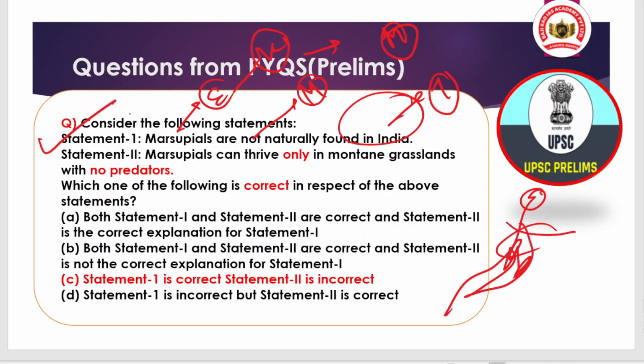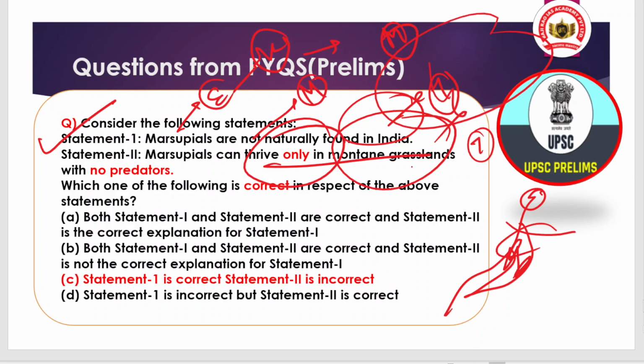And when we talk about statement 2, marsupials can thrive only in mountain grasslands with no predators. This is the extreme statement UPSC had asked, like can thrive only in the mountains. No, they can thrive in a relatively drier climatic region. We have seen that in Australia, we have the drier climatic region in the western part. Okay, so that is the wrong statement. So the correct answer is C. Statement 1 is correct and statement 2 is incorrect. So you can see the dimension of the questions UPSC is asking.